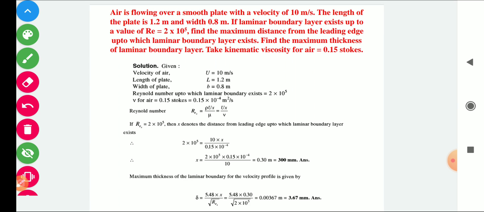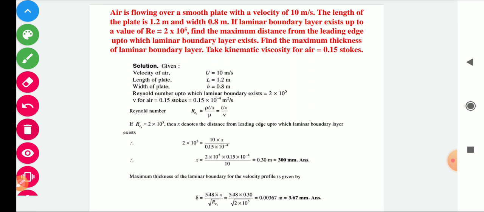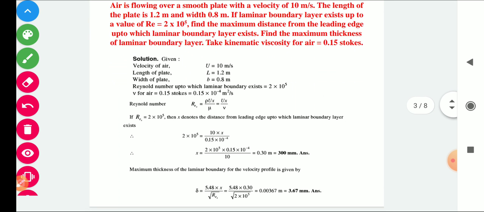So we need to calculate the value of x. Find the maximum thickness of a laminar boundary layer. It means we need to calculate the value of delta, and the viscosity of air is 0.15 stoke. The dimension of the plate is given, and the velocity of air is 10 meter per second. Its length and width are also given. The Reynolds number is given.